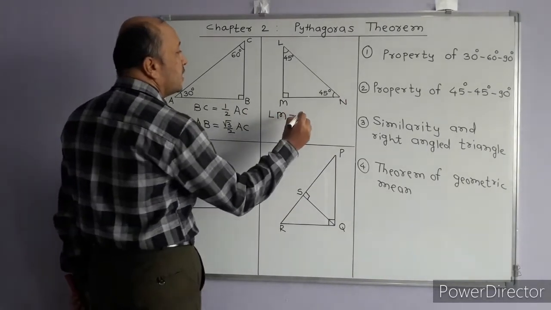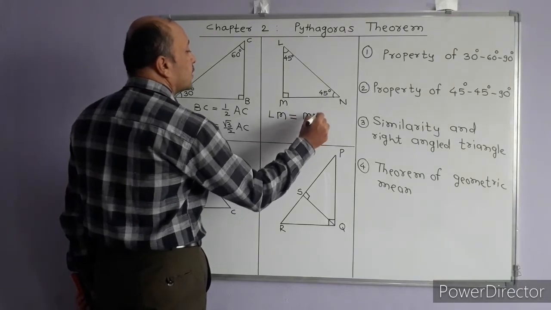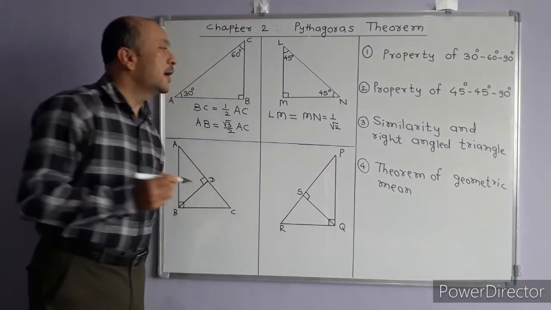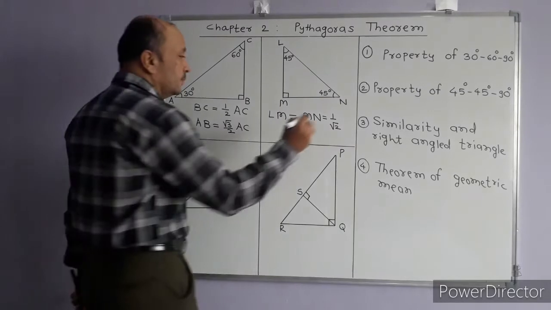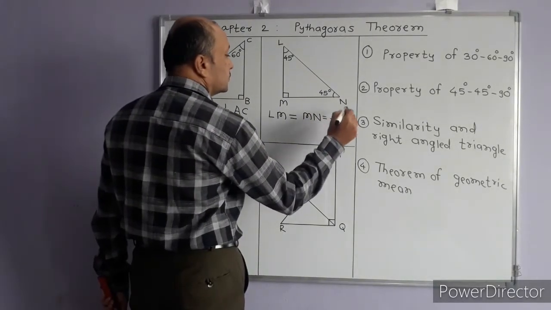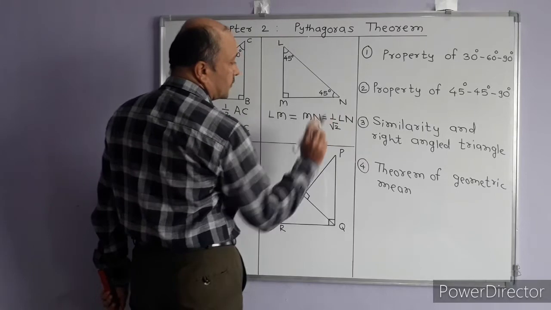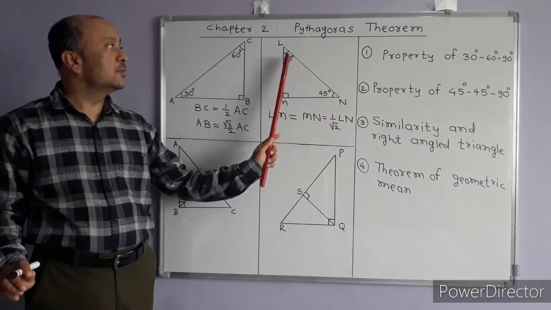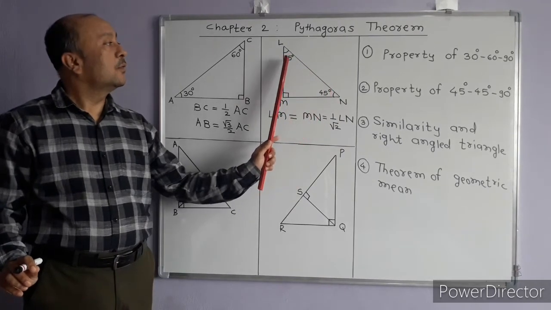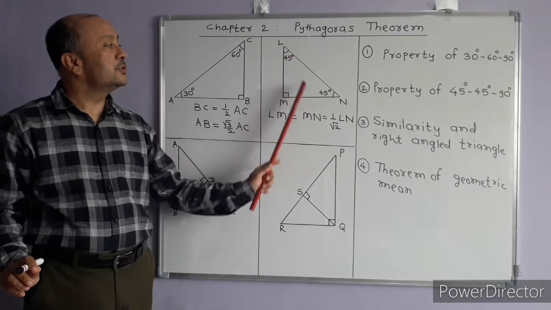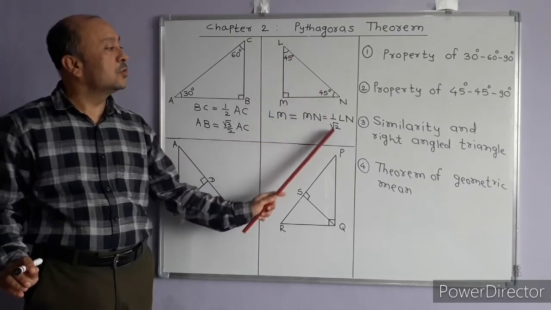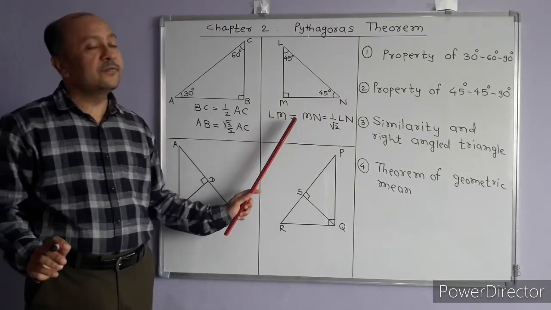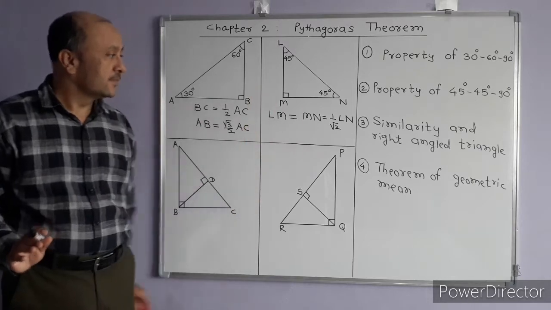LM is same as MN, and both are equal to 1 upon root 2 times the hypotenuse. Hypotenuse is LN. So once again, LM and MN both sides are congruent because both angles are congruent. And what is the length of this? The side opposite to 45 degree is 1 upon root 2 times the hypotenuse. So this property is known as 45, 45, 90 degree triangle property.